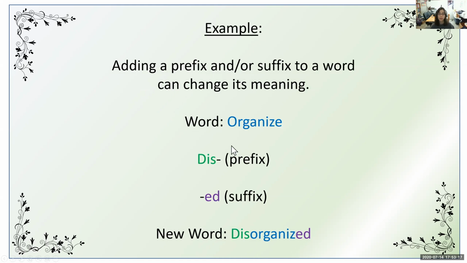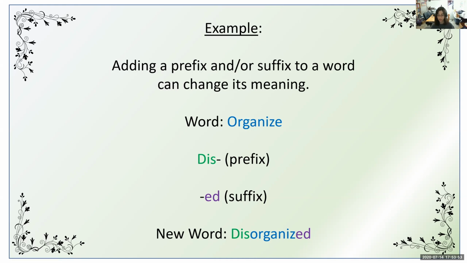So say we have the word organize, and I want to add the prefix dis, so it's going to become disorganized. If I want to add the suffix ed, then our new word becomes dis, which is our prefix, organize, which is our original word, and ed for our suffix, so it becomes disorganized. So organize, the original word, and disorganized, the new word, have completely different meanings. And again, we added those prefixes and suffixes to change the meaning of the word.